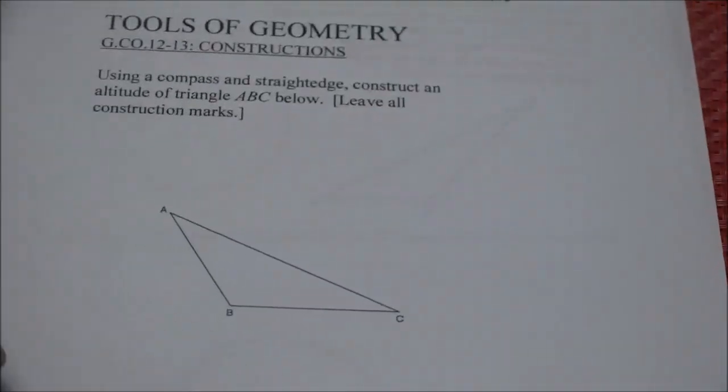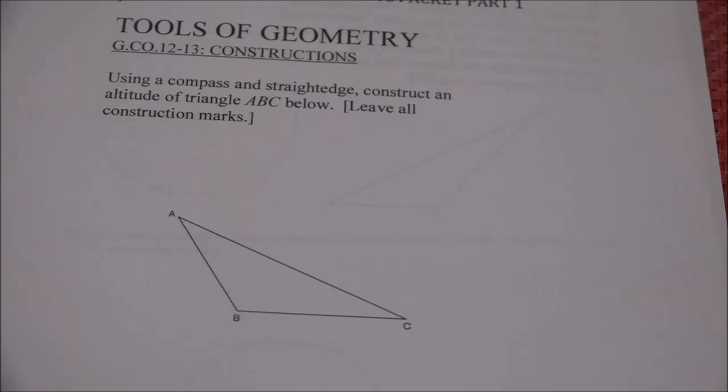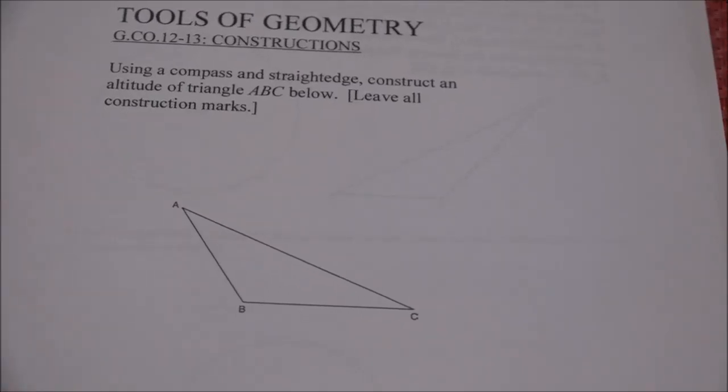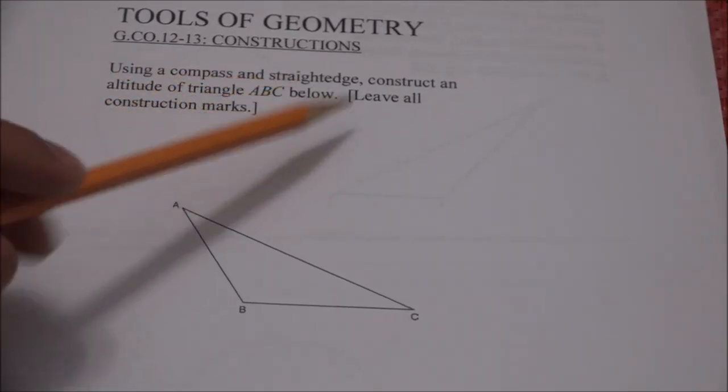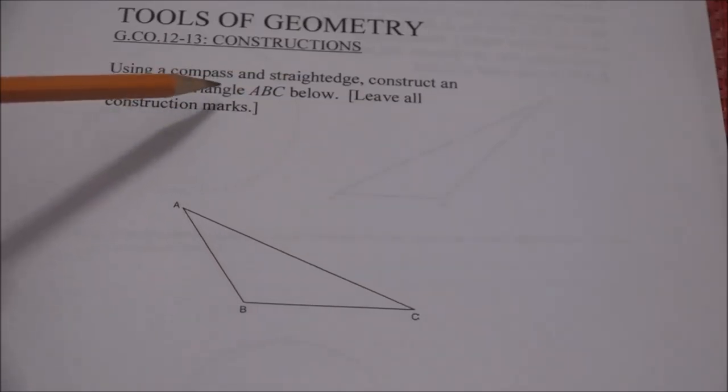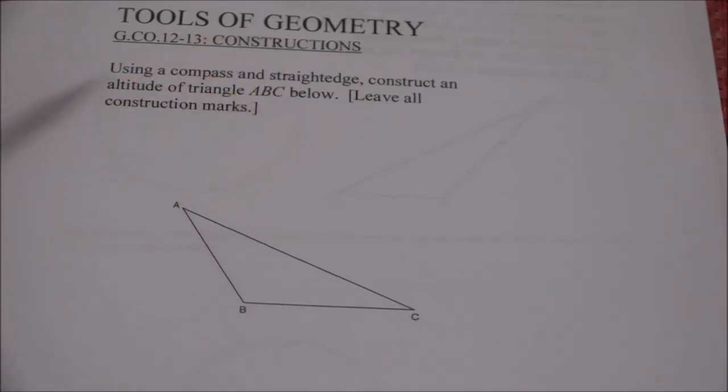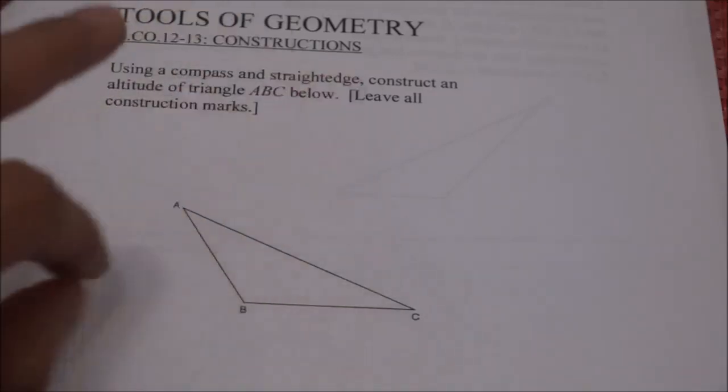It says, and this is your first problem. Using a compass and a straight edge, construct an altitude of triangle ABC below. Leave all the construction marks. All right. It says construct an altitude.